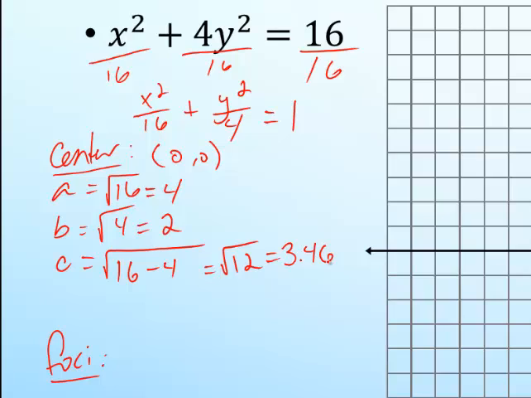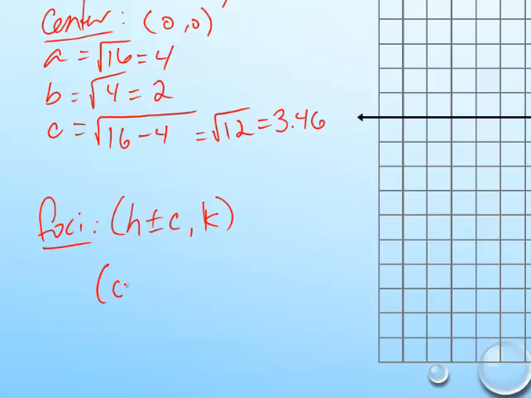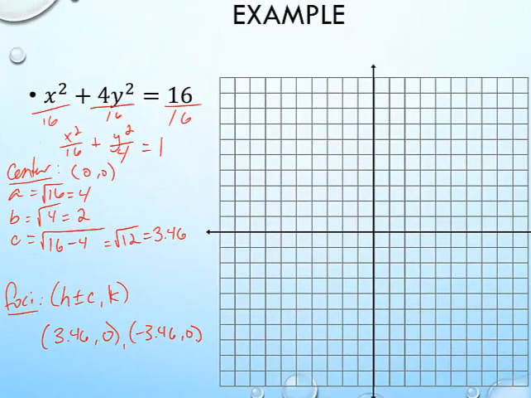Now we can find our focus points. So our foci, since we have a under our x, from your notes, you would know that we're going to have h plus and minus c comma k for our foci. So that means our center is at 0, 0, so h and k is 0, 0. So we're going to have 0 plus 3.46, which is just 3.46, comma k, which is 0, as well as 0 minus 3.46, so negative 3.46, comma 0. So there's our focus points. So now let's go ahead and graph everything. Our center is 0, 0.